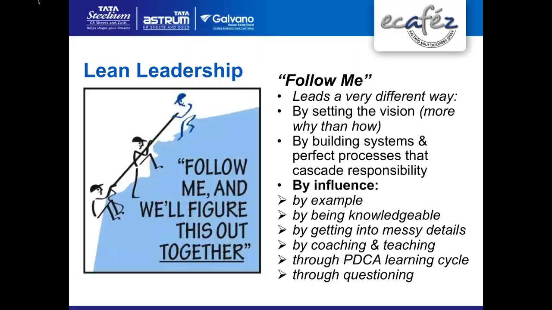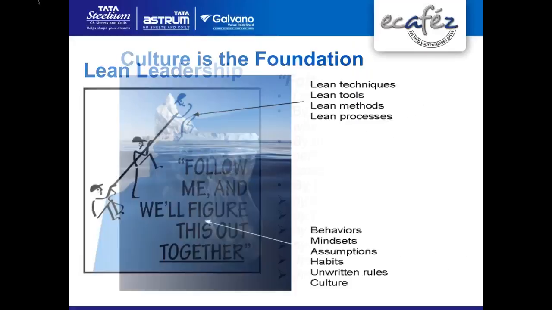Earlier also I emphasized the cultural change: the leadership has to set the example. He or she has to become more knowledgeable by getting into messy details, by making their hands dirty, doing the improvement activities, by coaching and teaching through the PDCA learning cycle and through questioning. So lean leadership is basically that he or she has to set the example, learn it, do it, and only then lead the team, saying let's do it jointly. So this is the big change required in leadership. They have to learn and change themselves, only then is it possible.